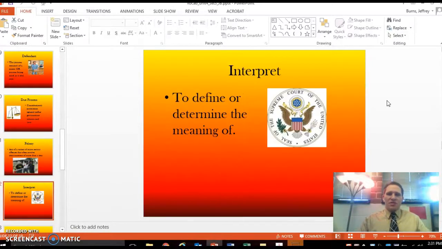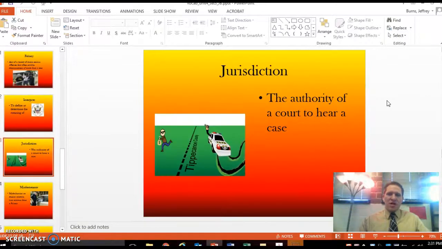Okay. Alright, next is interpret. Interpret is the main job of the judicial branch, which is to interpret the laws. The judicial branch looks at the Constitution, looks at the laws, determines whether laws have been broken or the Constitution has been violated. That's interpreting. Another word for this might be review. Review the laws.